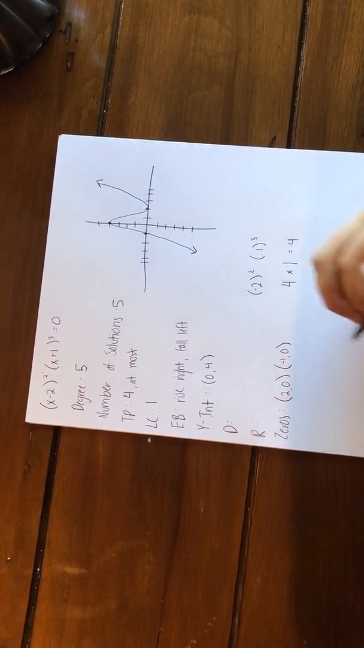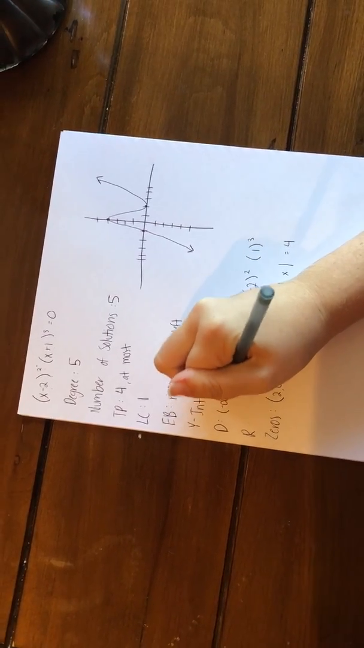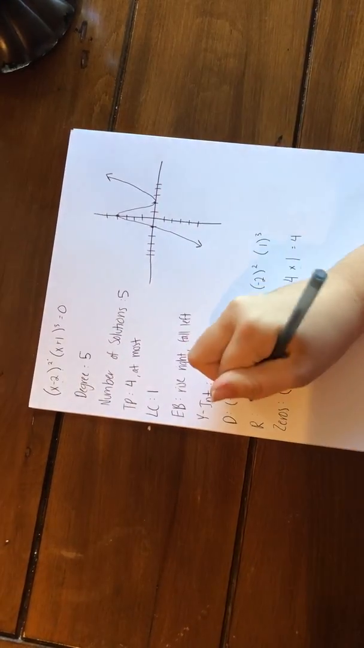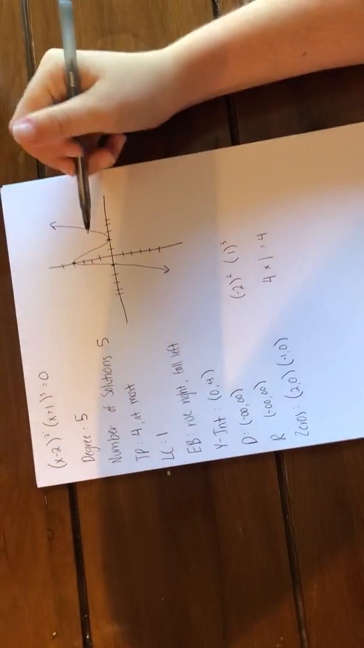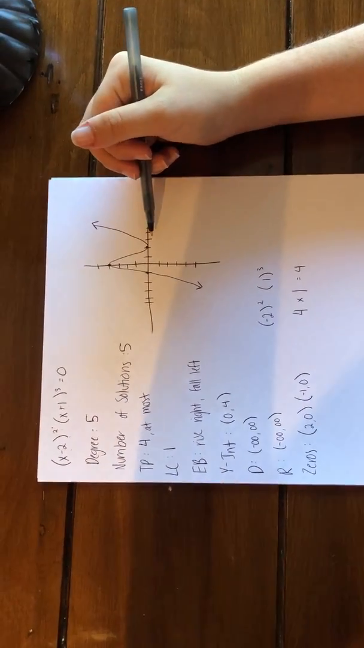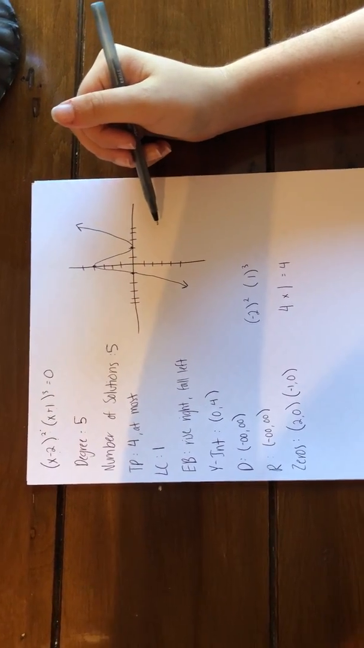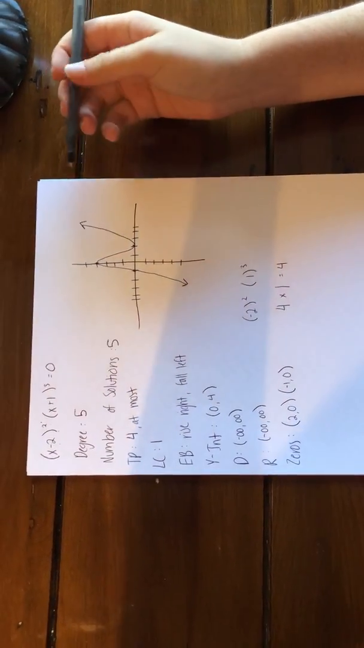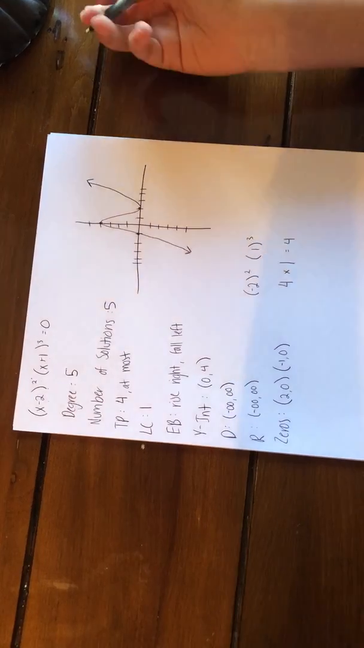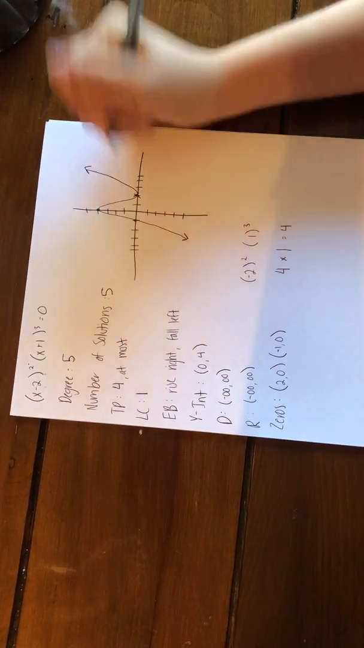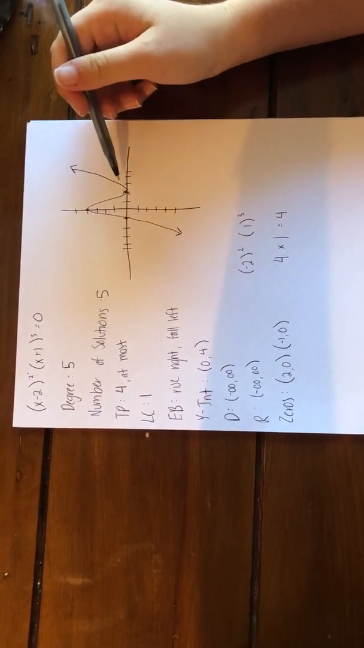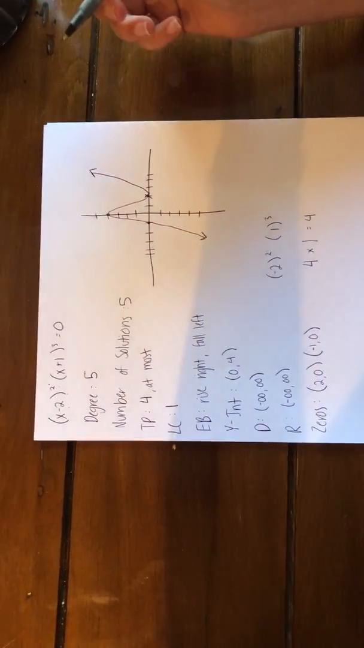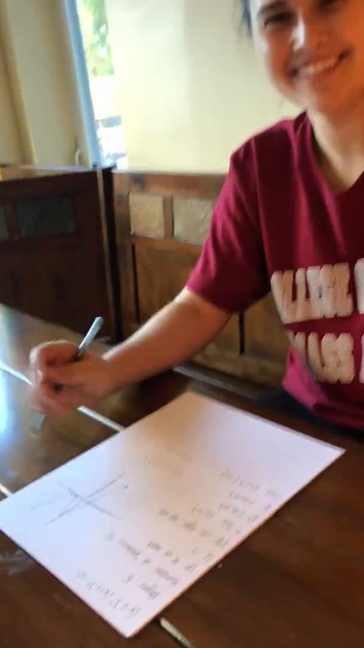So the domain would be from negative infinity to infinity, and the range would also be from negative infinity to infinity, because the x and y could be an infinite number of solutions. And also, it's really important, sometimes when you graph, you can put an x where you would do the multiplicity so you don't forget, because a lot of people tend to forget that. And that's it.